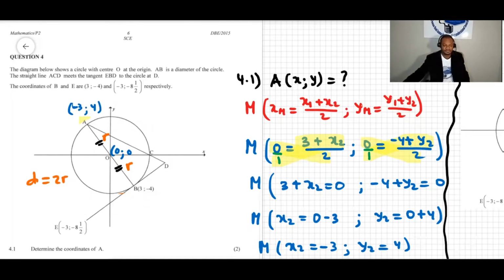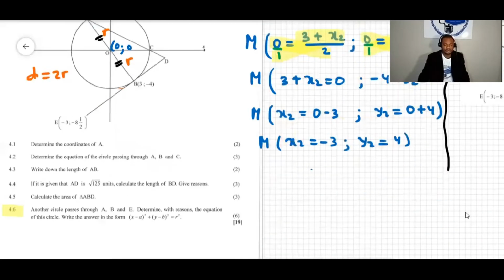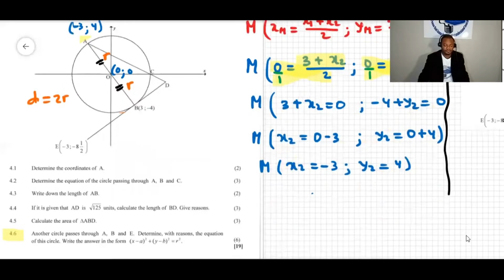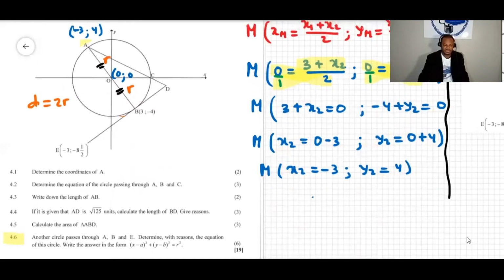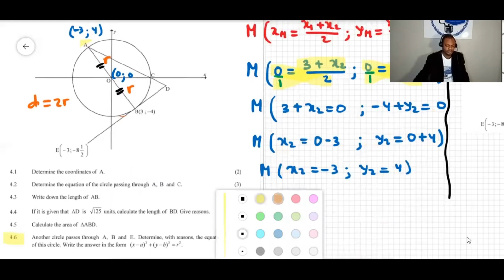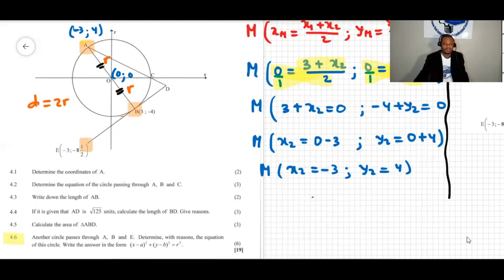Now, in the previous video, we did questions 4.1, 4.2, all the way through 4.5. Now we're going to do question 4.6. Question 4.6 says, another circle passes through A, B, and E. Okay? Another circle passes through this point, A, B, and E. Determine with reasons the equation of this circle.